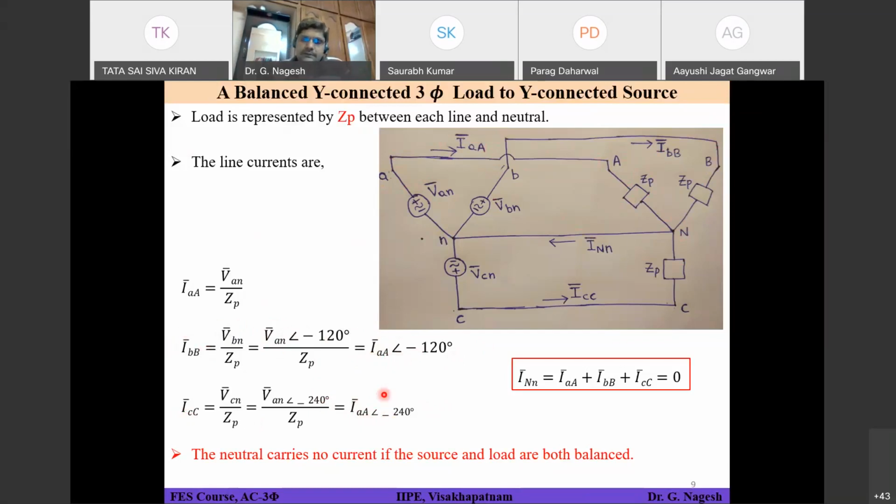Is it clear to everyone? Or anyone has doubt in this notation or phase angle?